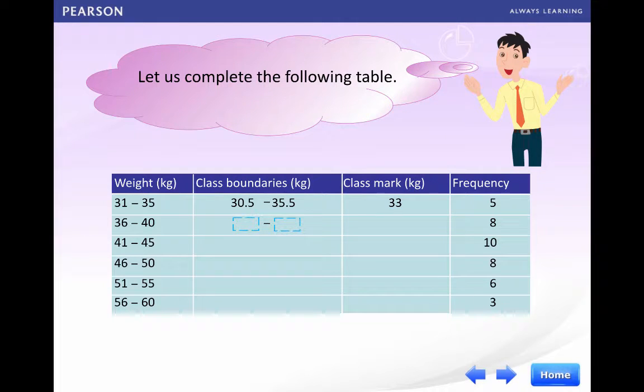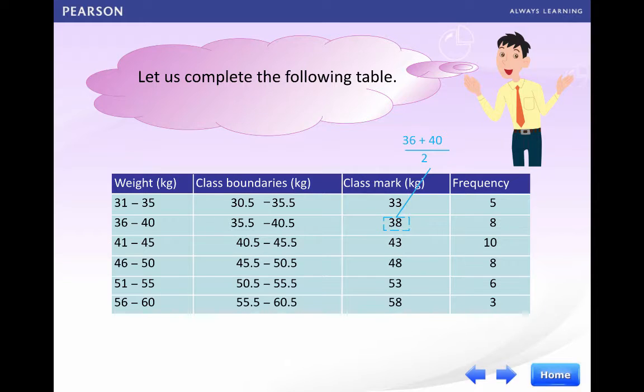And then the next one, we also can find it the same way. So it will be 35.5 to 40.5. And for the class mark, you can simply add 5 to the last value. That means 33 plus 5 is 38 for the class mark. Okay, then you can complete the whole table.